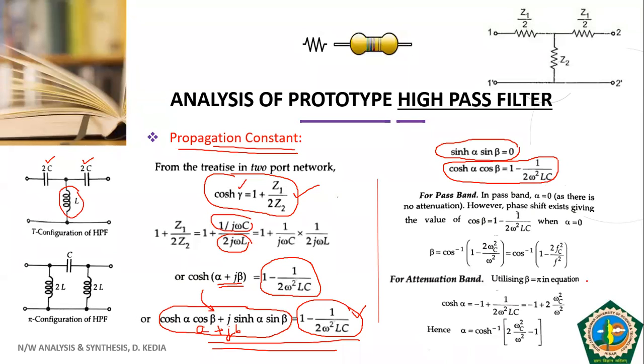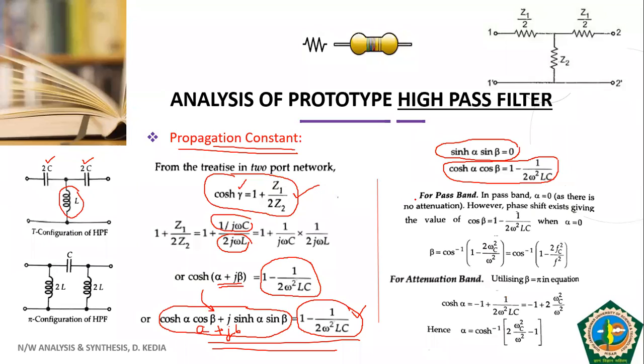This analysis regarding obtaining the value of the propagation constant, we have seen in great detail while discussing the analysis of the prototype low pass filter. So the same analysis will apply to the high pass filter as well. That's why I'm not going into that great detail as I did in the previous class. You can apply that detail here to obtain the final expression.